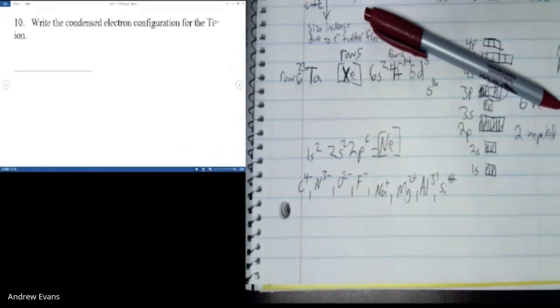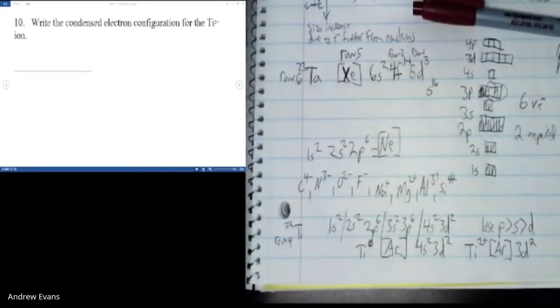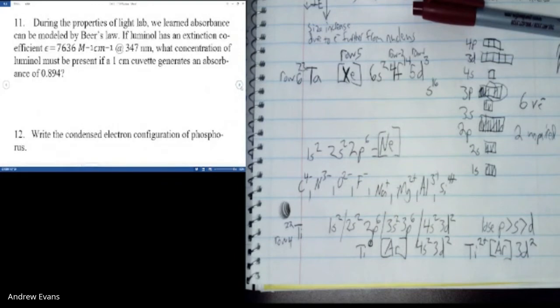Now titanium 2 plus, so when we lose electrons, we lose from the P and then the S and then the D. So if we're losing 2 plus, titanium 2 plus, we are going to lose from the S before we lose from the D. So we're going to say argon 3D2. And that's all we have to say. Argon 3D2. And that is the condensed electron configuration for titanium 2 plus ion.